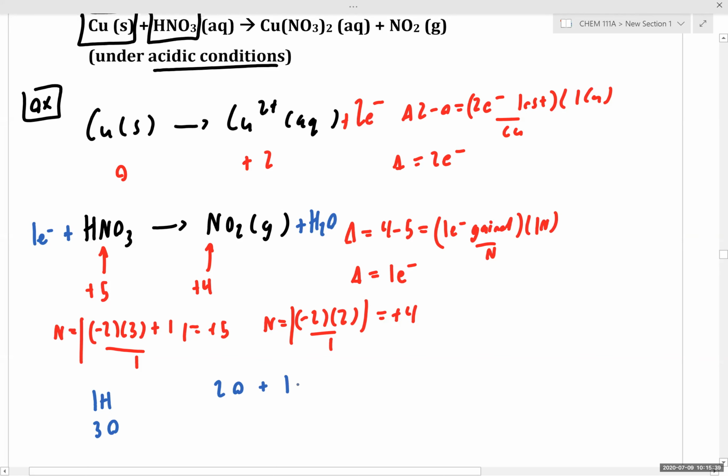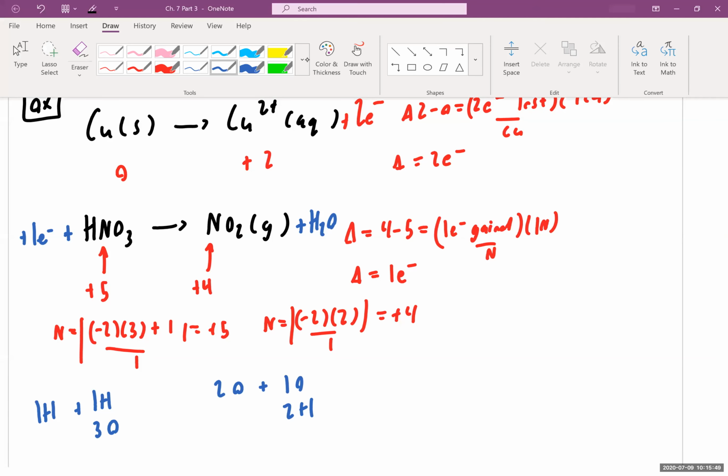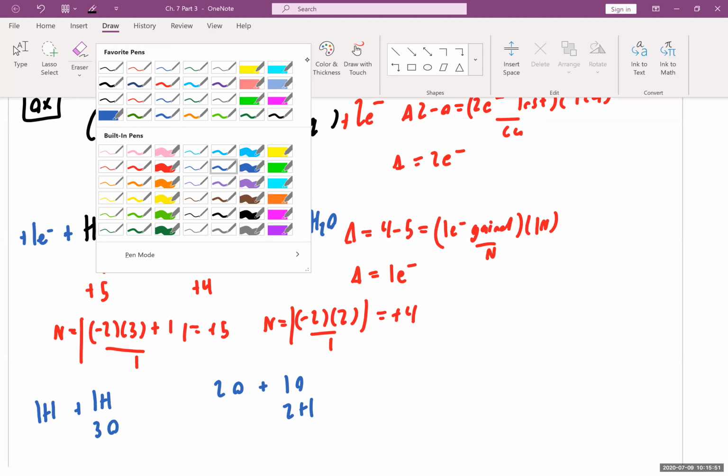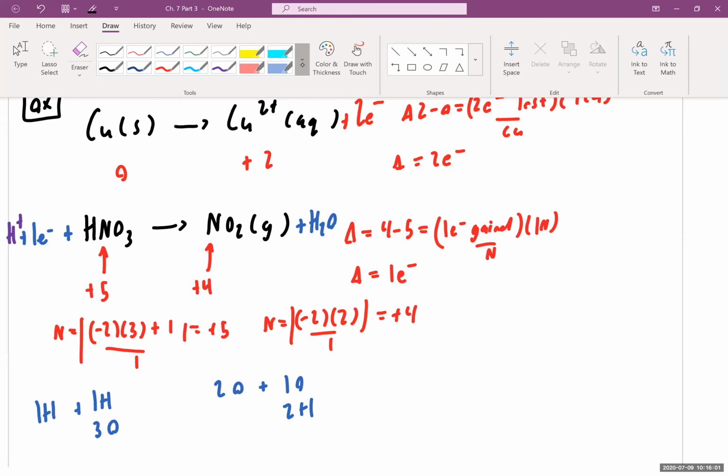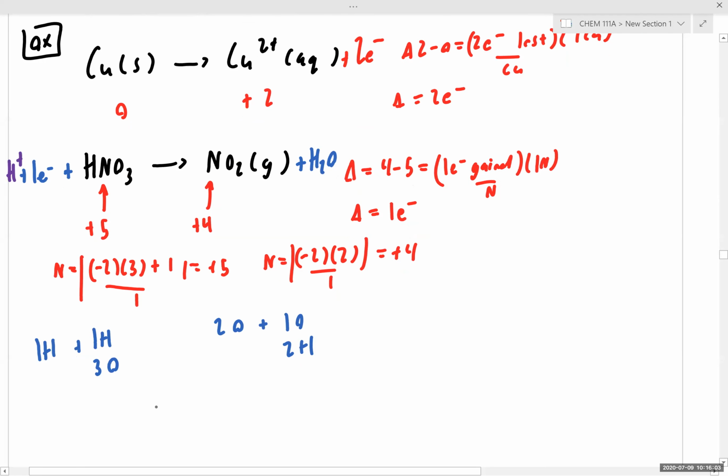So now we have 1 oxygen and 2 hydrogens. So looking at our difference, we need 1 additional hydrogen. And how do we add hydrogen under acidic conditions? What do we add? H+. Okay, perfect. So let's now write out our equation.